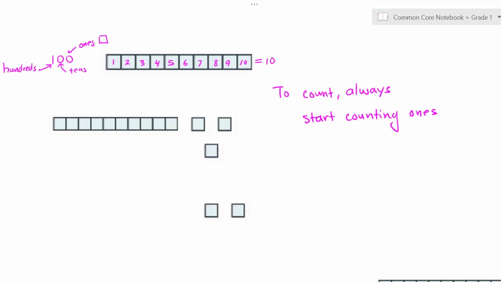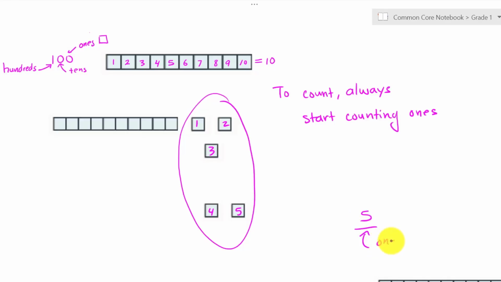Again, let's try how to count how many boxes are in this sample. And always start counting with the ones first. So here I'm going to circle my ones and have 1, 2, 3, 4, 5. We have 5 ones. So here my first digit, which is the ones value, is 5. This is your ones place.